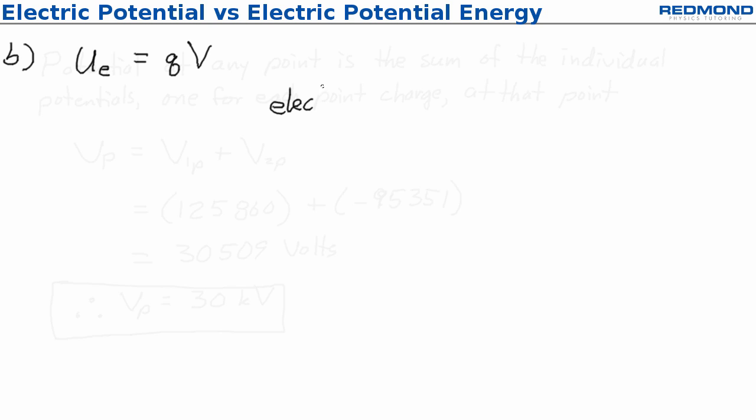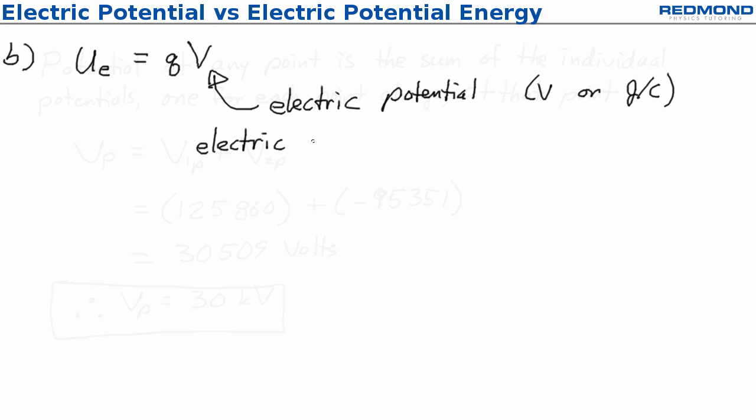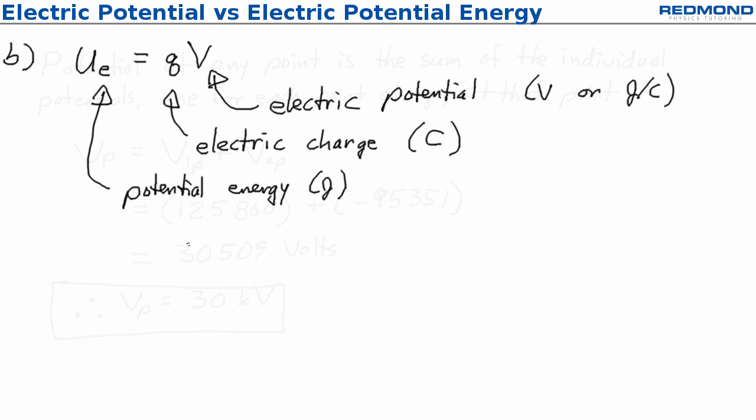The UE, electric potential energy of a given charge, Q, is just that charge multiplied by the electric potential. V is the electric potential, and the units for that are volts or joules per coulomb, because 1 volt is equal to 1 joule per coulomb. Q is the electric charge, and this is the electric charge which actually has that potential energy. So this ends up being pretty easy to calculate.